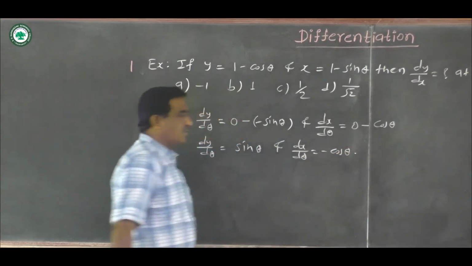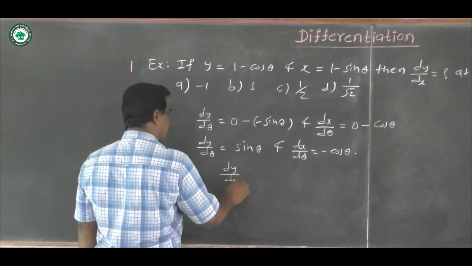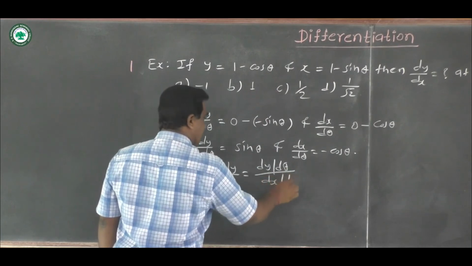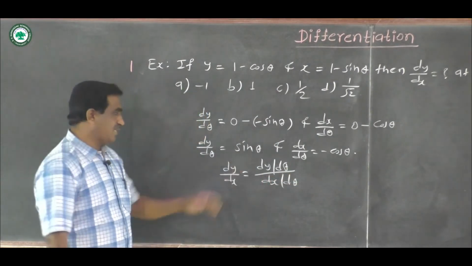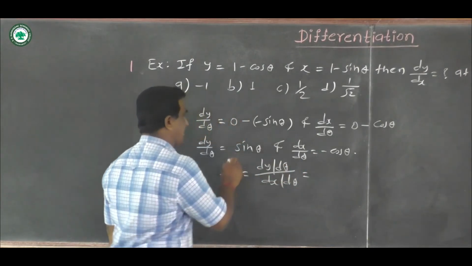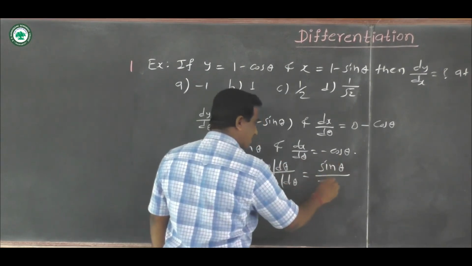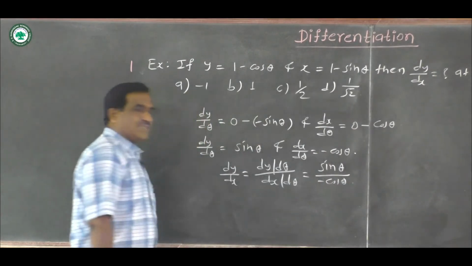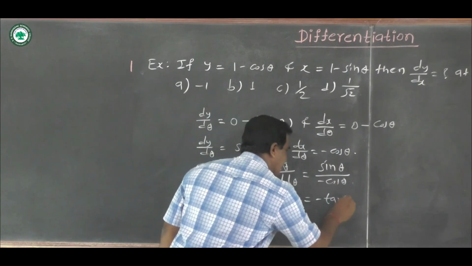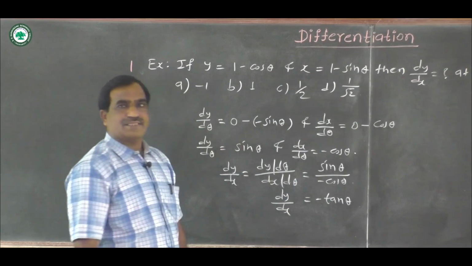Now you know the parametric rule. What is the parametric rule? dy by dx is equal to dy by d theta upon dx by d theta. Putting these two values here, we can write dy by dx is equal to dy by d theta, that is sin theta, upon dx by d theta, minus cos theta. We know that sin upon cos means tan, therefore we can write minus tan theta. That is, we get dy by dx is equal to minus tan theta.